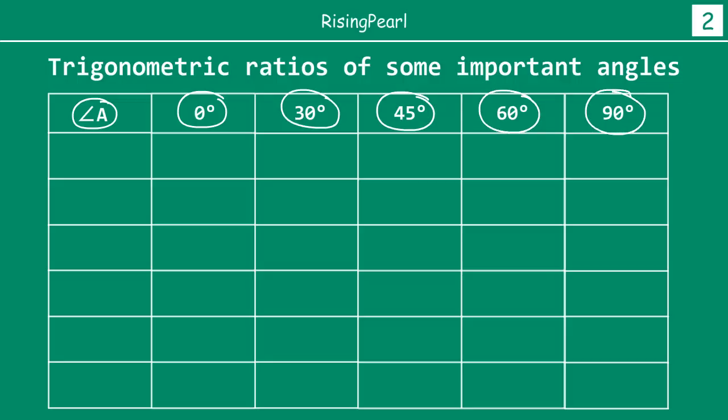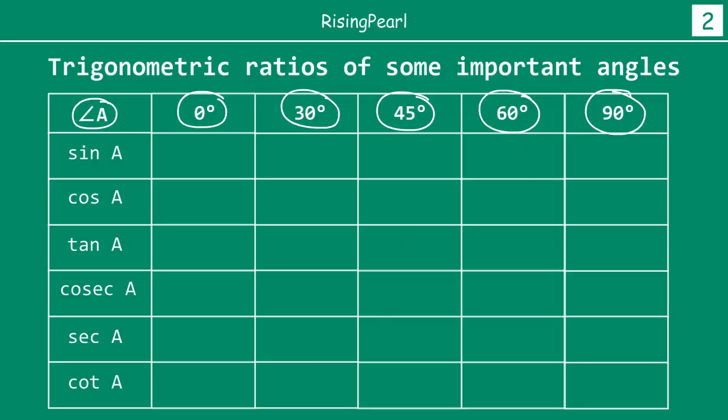And now let's write the trigonometric ratios. Because we are writing that as angle A, it could be any angle, so we are expressing all the trigonometric ratios in terms of the same angle. So sine A, cos A, tan A, cosec A, sec A and cot A. So this column will represent sine 0, cos 0, tan 0, so on and so forth. This column will represent sine 30, cos 30, tan 30. Similarly this will be sine 45, cos 45, tan 45, so on and so forth.